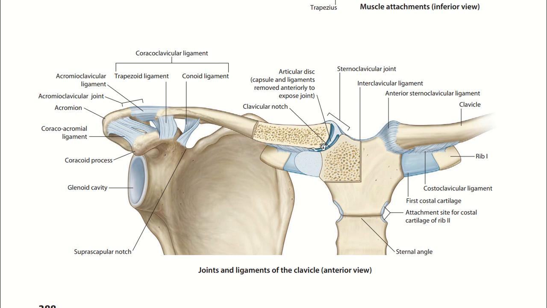Medially, the clavicle is going to articulate with the first costal cartilage and the manubrium of the sternum via what's called the sternoclavicular joint. Then laterally, the clavicle is going to articulate with the acromion process via the acromioclavicular joint. Let's take a look deeper at the clavicle.